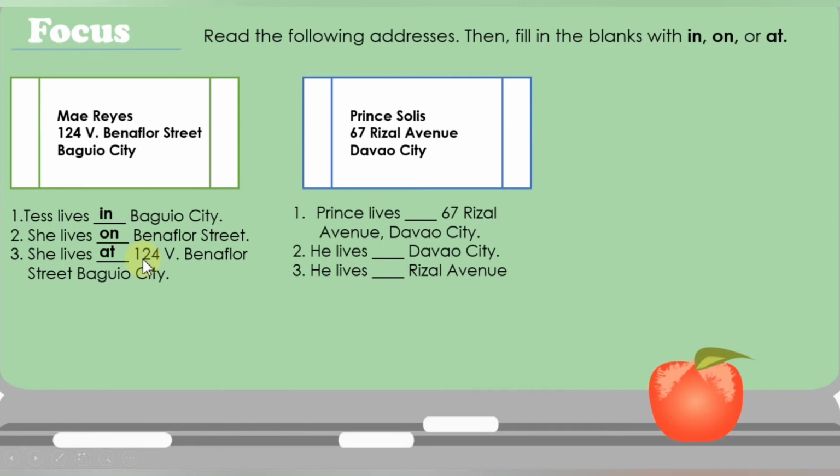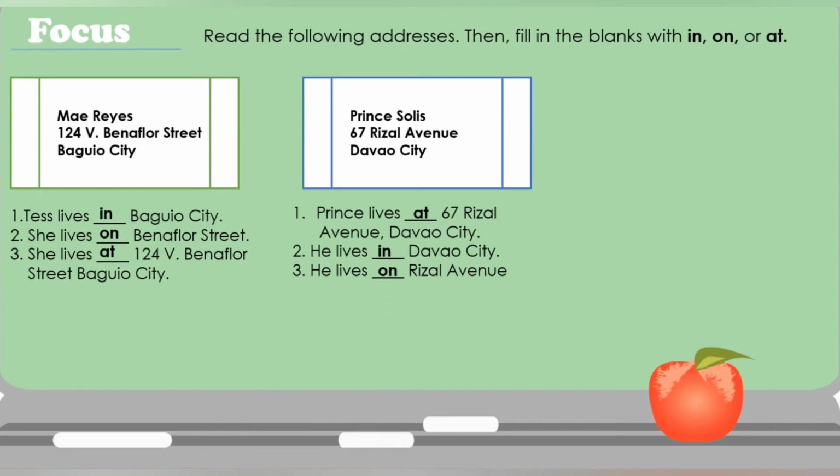Another, Prince Solis, 67 Rizal Avenue, Davao City. Number 1, Prince lives blank 67 Rizal Avenue, Davao City. What is the right one? Lives on, in, or at? Number 2. He lives blank Davao City. Number 3. He lives blank Rizal Avenue.